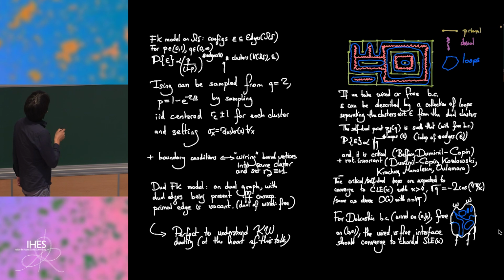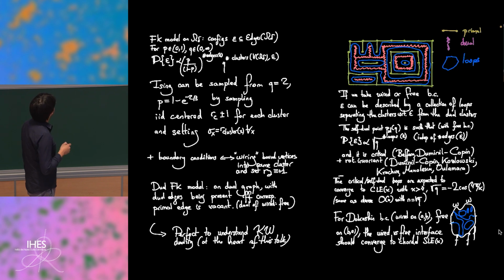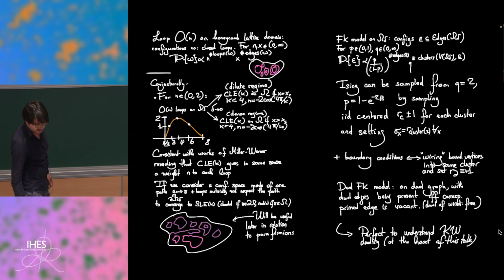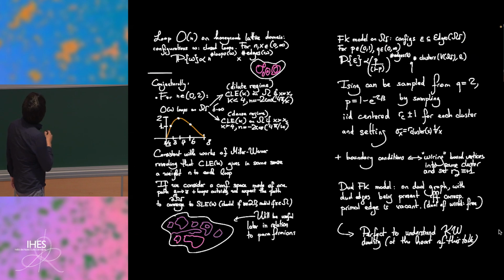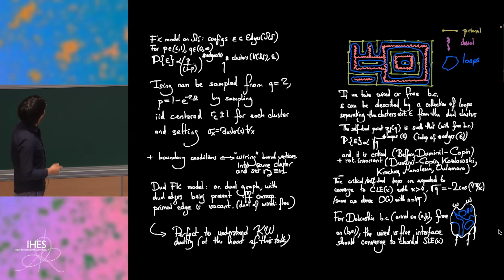So you can describe the configuration in terms of the loops. At the self-dual point, which happens to be the critical point, as was proven some time ago by Beffara and Duminil-Copin, Vincent and Hugo, you get a probability of a configuration that is proportional to just the square root of q to the number of loops. This was moreover proven to be rotationally invariant in some sense. Here you also have conjectures that this converges to SLE and CLE. And the CLEs are exactly the same as the ones of the O(n) model in the dense phase, where n takes the role of n equals square root of q.